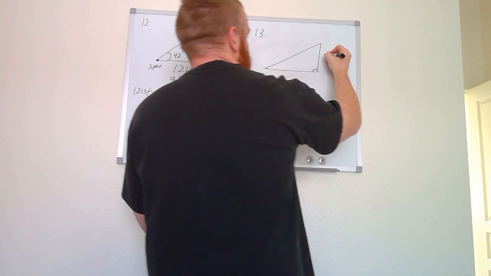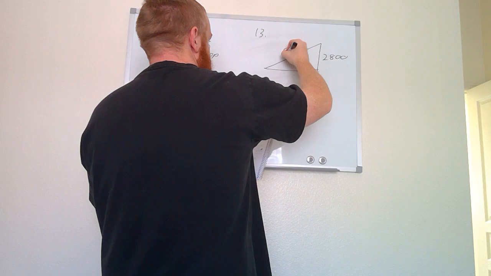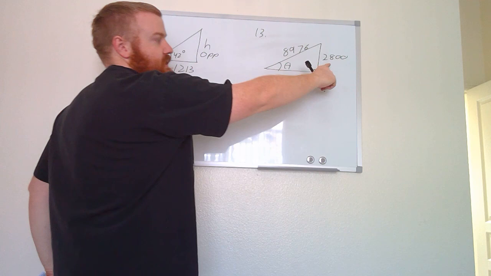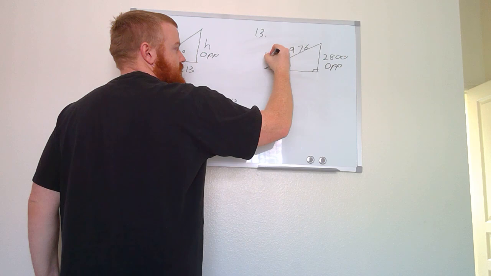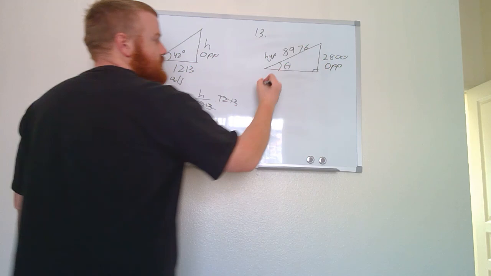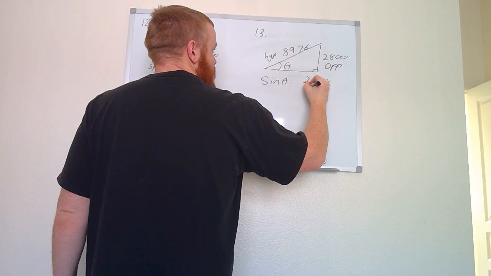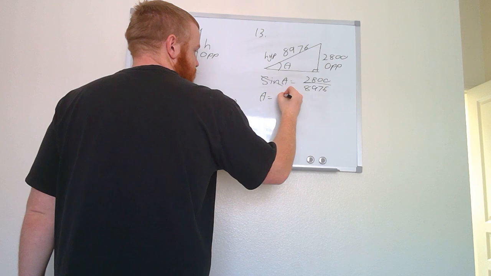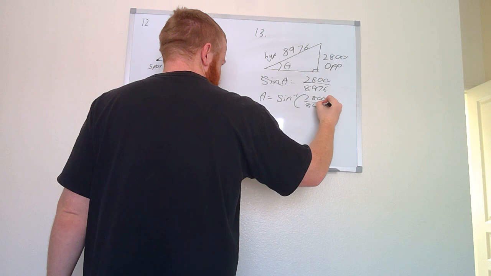The length of the ride is going to be 8,976. We want the angle of elevation, which is the angle from the bottom, so I'll call this theta. From theta, this side over here is the opposite side. This one here is the hypotenuse. So opposite and hypotenuse, that's going to be sine. So we'll have the sine of theta equals 2,800 over 8,976. To get theta by itself, since we need to get rid of sine, we take the sine inverse of both sides. So theta equals the sine inverse of 2,800 over 8,976.